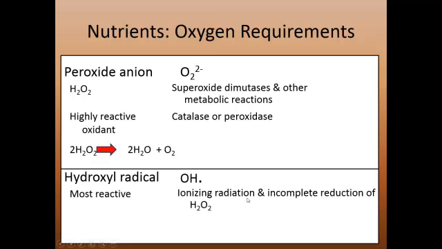That's why ionizing radiation is so dangerous to living organisms, because it produces these hydroxyl radicals. It is also caused by the incomplete reduction of hydrogen peroxide. Now, hydrogen peroxide does not build up in aerobic cells, so we generally don't have to worry about this unless you're exposed to large amounts of ionizing radiation.